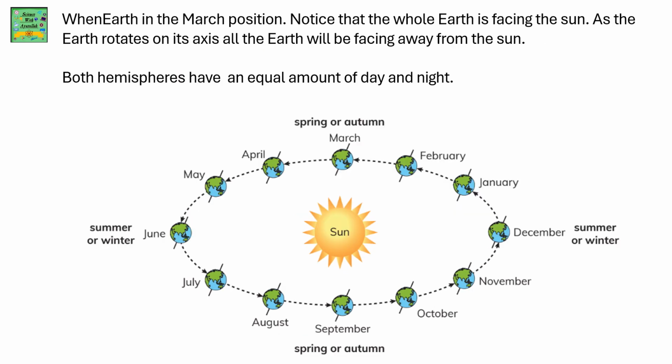When Earth is in the March position, notice that the whole Earth is facing towards the Sun. As the Earth rotates on its axis, all the Earth will be facing away from the Sun. Both the hemispheres have the same amount of day and night.